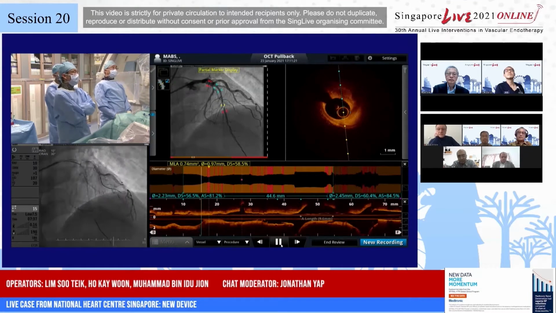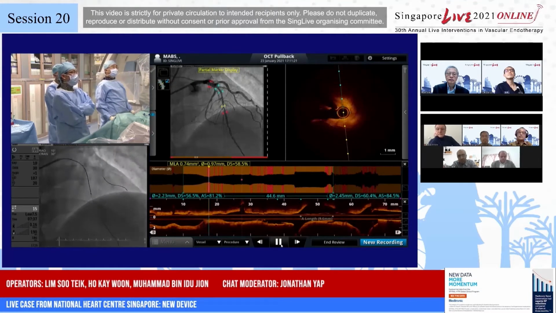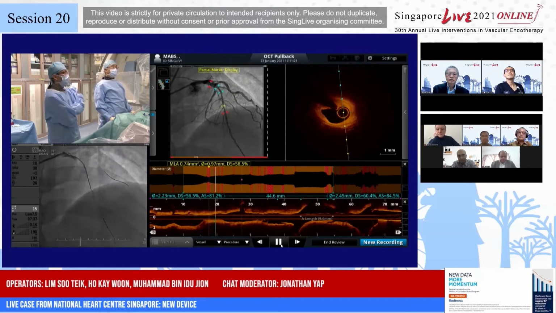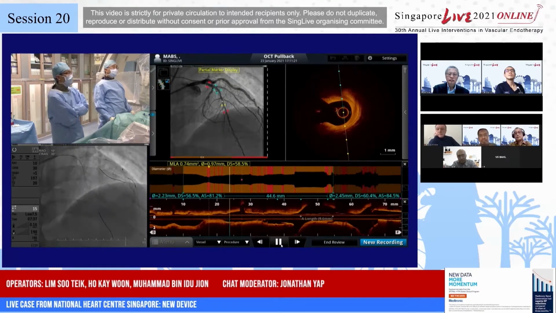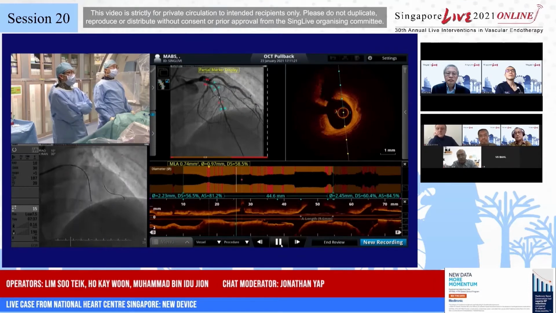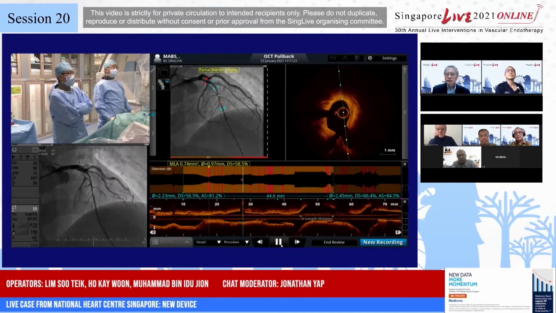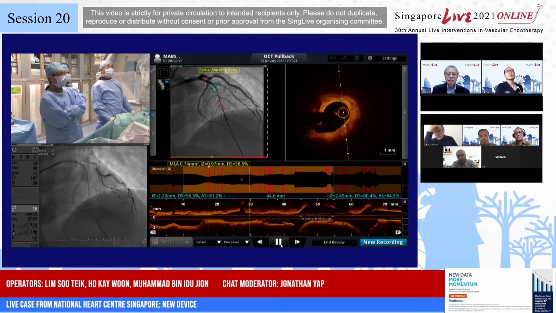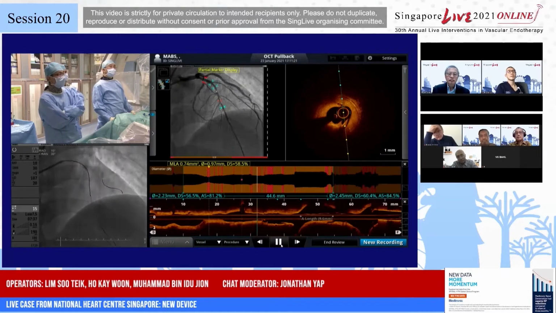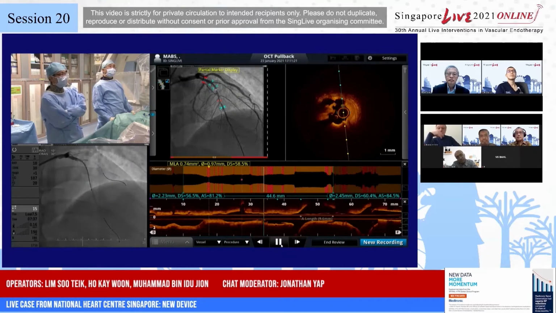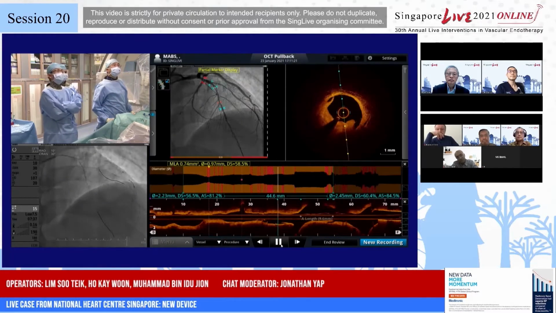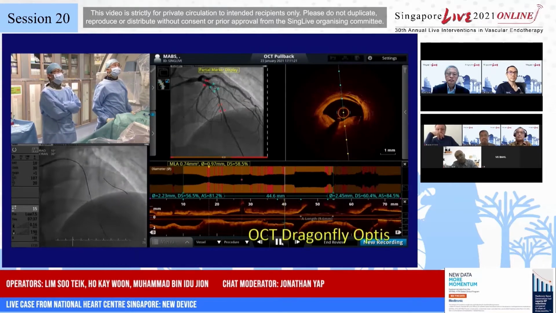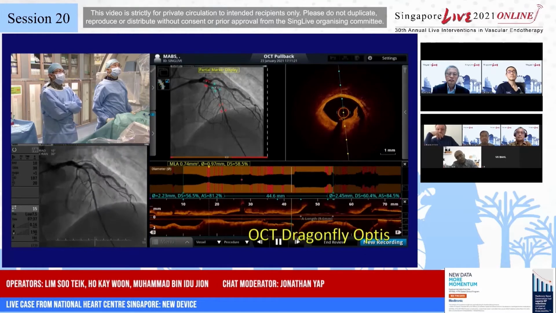You can see that the disease is actually quite diffuse in the LAD, beyond where we started even. He has diabetes. The distal reference lumen was about 2.1, 2.2, and proximally we have a size mismatch in excess of 3 millimeters. This is after the balloon dilatation.